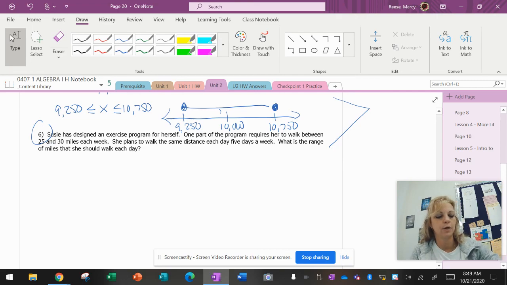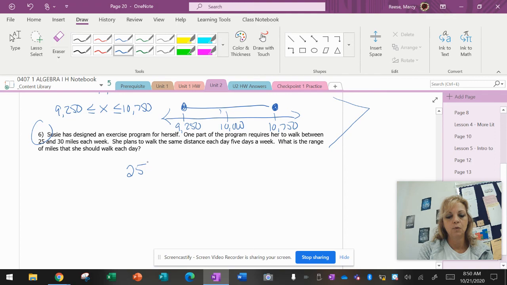Okay. For 6, take a minute and read this one. I'm not reading it for you. You read it. Take a minute. Okay. So it says between. So when I think between, I'm going to think a low end and a high end, which actually ends up to be an and statement. So we're going to go anywhere from 25 miles each week to 30.